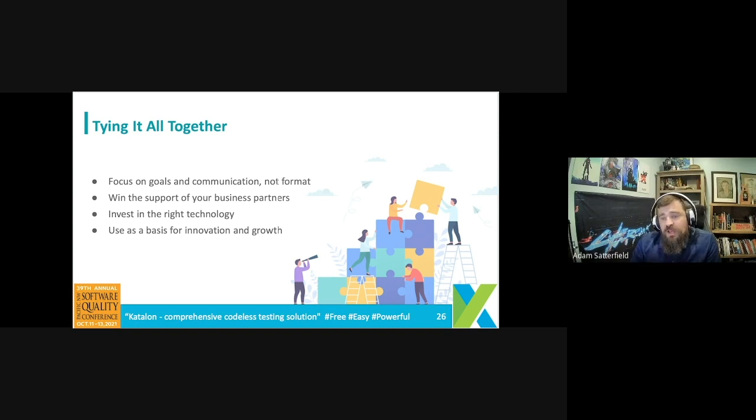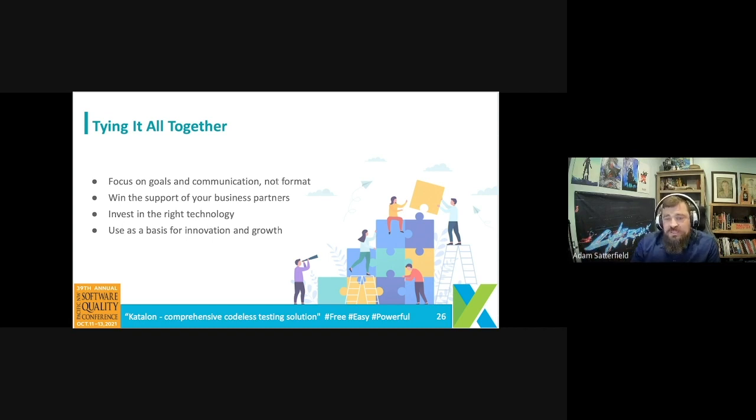Next is, it's going to help you invest in the right technology. I've used test automation strategies when we have done reviews of test automation frameworks, both freeware, open source, and paid, and been able to determine the right answer because we're able to say which one of these matches most what we have in our test strategy.